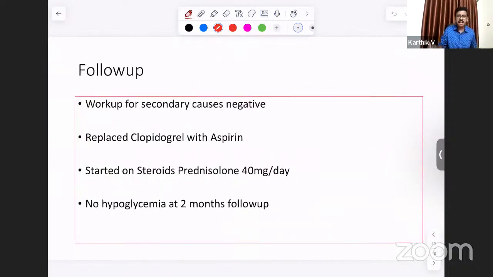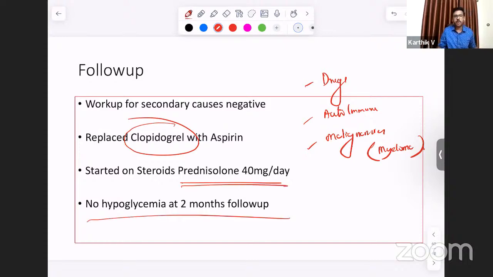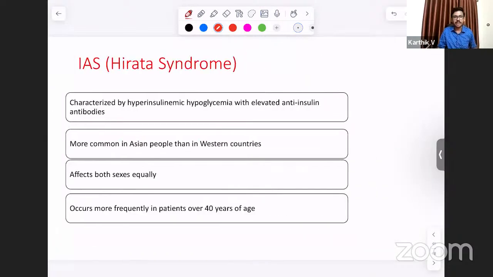Right. So why does Hirata occur? The major causes include drugs, autoimmune conditions, and malignancies, like myeloma. So in our patient, clopidogrel is one of the culprits which has been listed as one of the causes for Hirata syndrome, and we replaced clopidogrel with aspirin. And to reduce the autoantibody concentration, we started the patient on prednisolone, and at 2 months of follow-up, the patient had no hypoglycemia whatsoever. So this is how you approach a patient with Hirata syndrome.